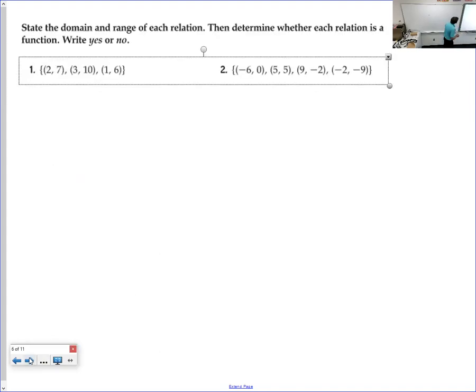All right, so state the domain and range of each function. Determine whether the relation is a function, right? Yes or no. So simply here, we're going to fill in our domain, fill in our range.